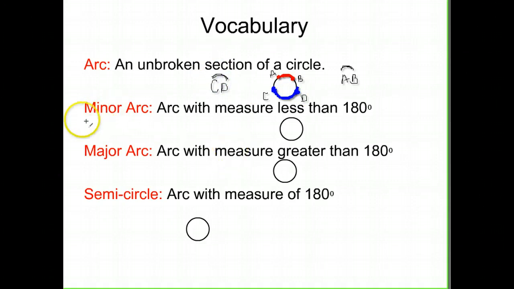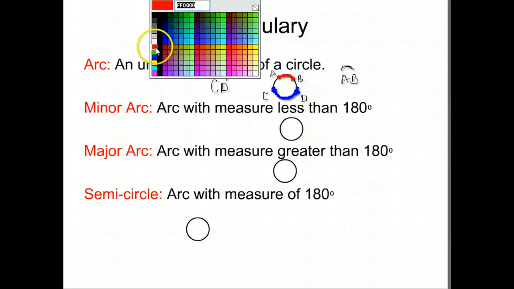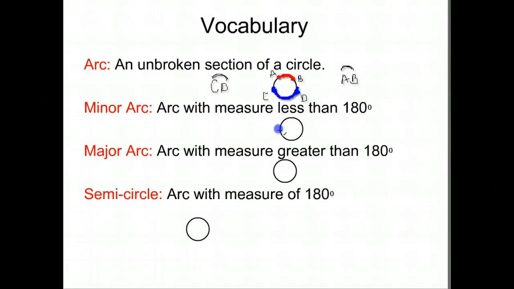Okay. Now there are different types of arcs depending on how much of the circle they cover. A minor arc is any arc that covers less than 180 degrees. So notice 180 degrees is halfway around the circle. So any arc that covers less than half of the circle would be considered a minor arc. Okay, so let me draw yet another example of an arc. Okay, so this blue arc here that I've just created, that would be a minor arc.